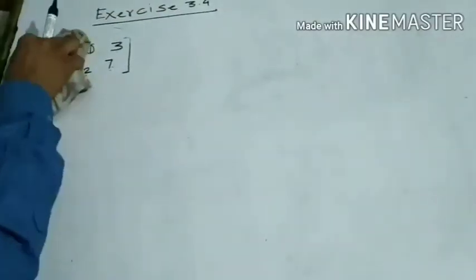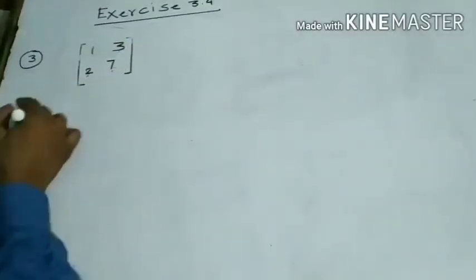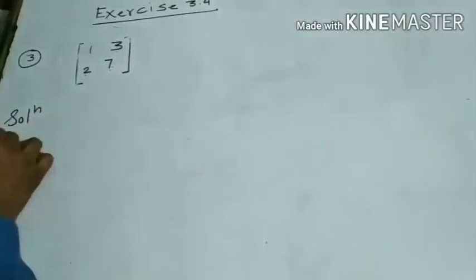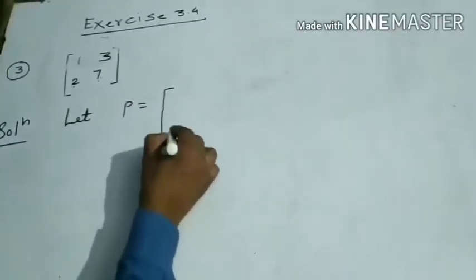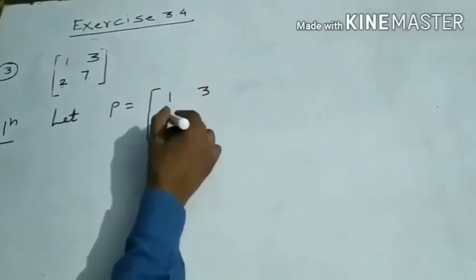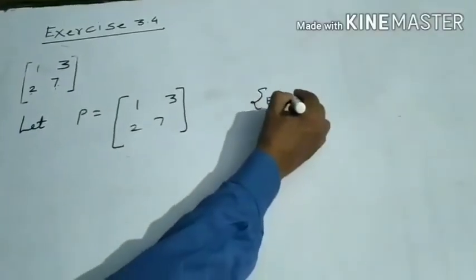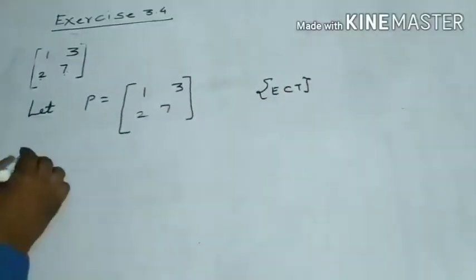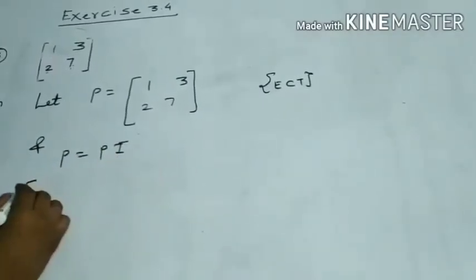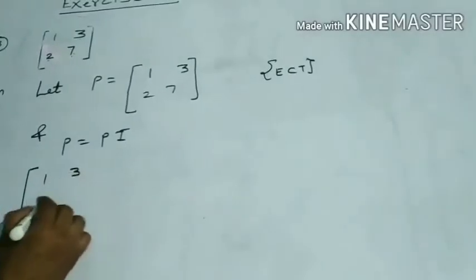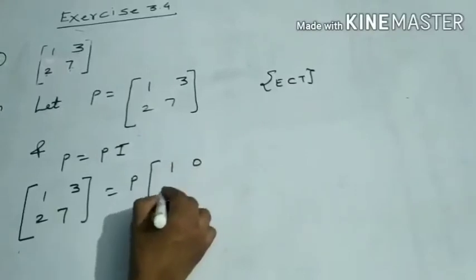Now in this problem we are going to use elementary column transformation. See the solution. Let P equal [1, 3; 2, 7], and here we are going to use elementary column transformation, and P equals P I. So P is given as [1, 3; 2, 7], and next to it the identity matrix, [1, 0; 0, 1].